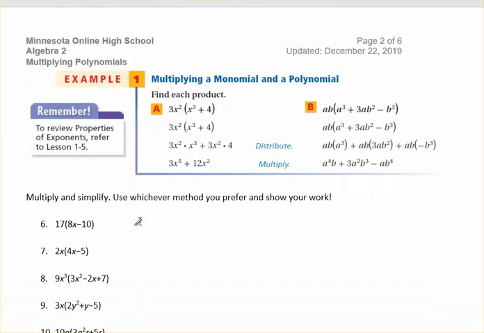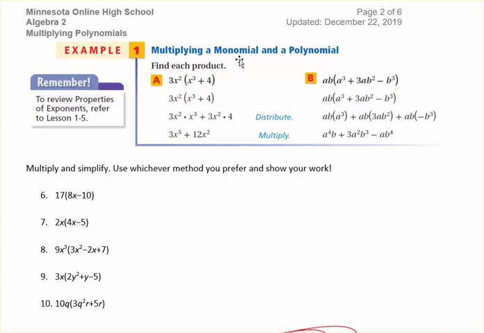All right, next we're going to look at multiplying a monomial with one term times a polynomial that has more than one term. So this is really the distributive property. So let's look at number 8. We have 9x to the third power times 3x squared minus 2x plus 7. We need to take the 9x to the third power that's in front, and we need to multiply it by every term inside the parentheses.